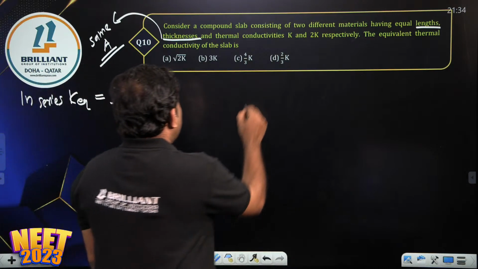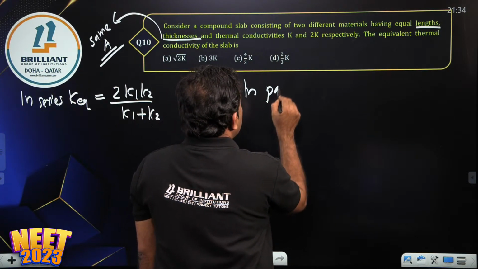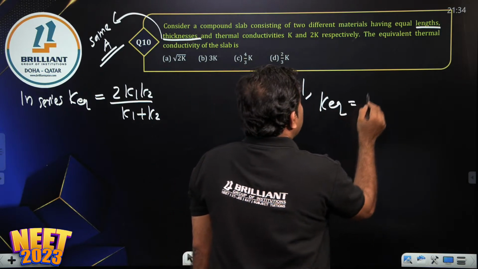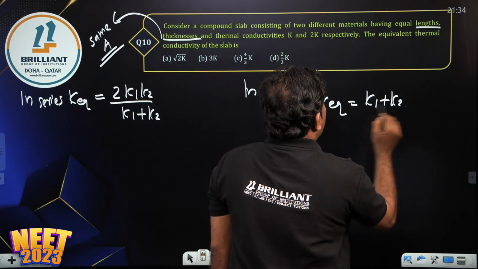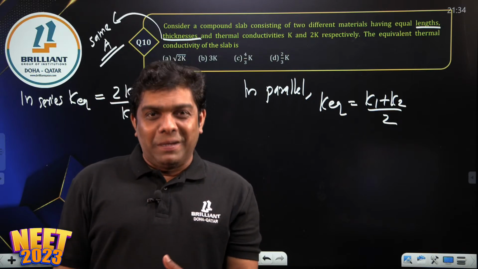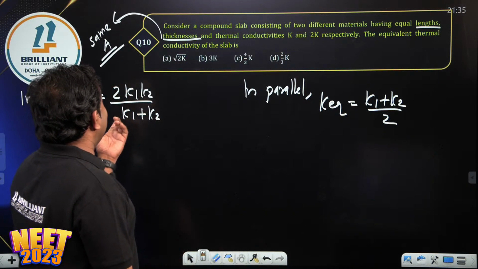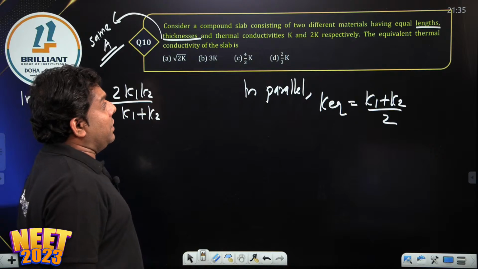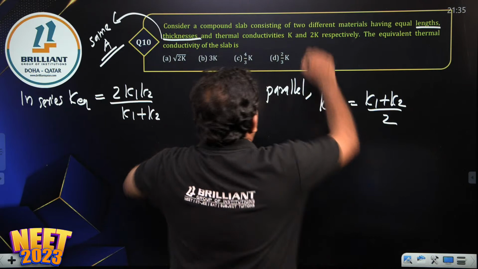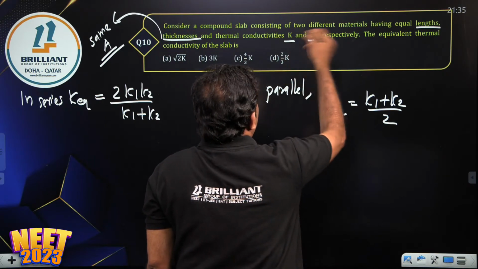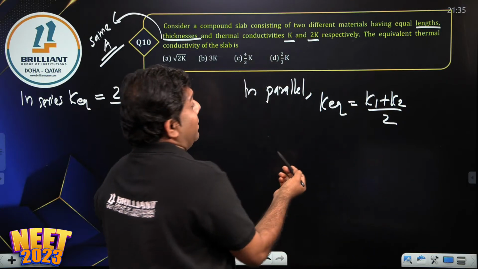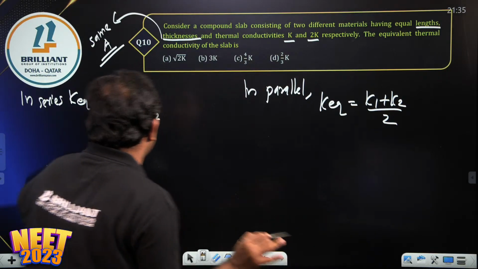Now we know if they are connected in parallel, what is the equivalent thermal conductivity? It is equal to (K1 plus K2) divided by 2. In parallel it is (K1 plus K2) by 2. In series it is 2 K1 K2 by (K1 plus K2). So I'm checking now the first one, whether this option is correct. K and 2K, so K plus 2K equal to 3K, 3K by 2 is not there. It is not there. So definitely it is not parallel.